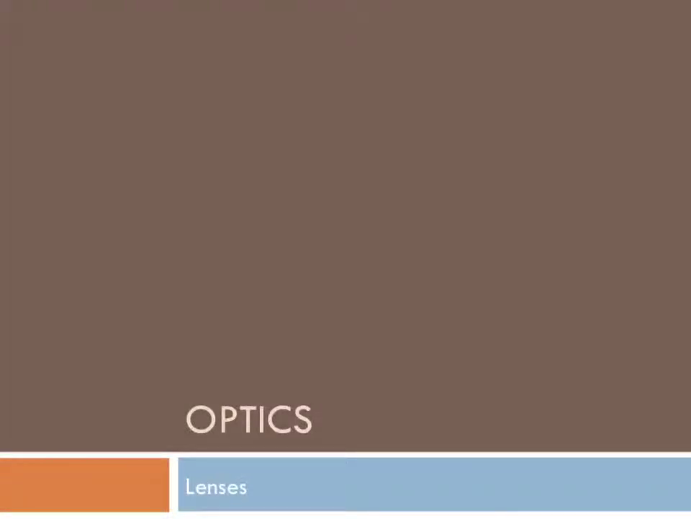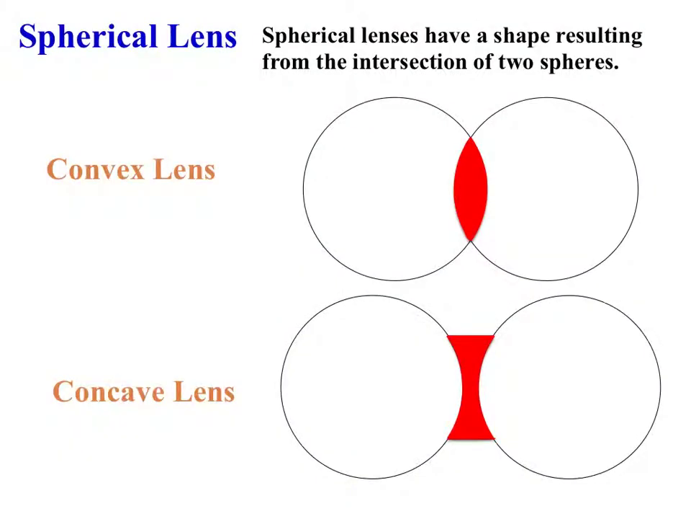This video covers lenses. So first off, we're going to look at two types of lenses, convex and concave lenses. To remember these, you can think of two spheres interacting with each other to make a convex lens, where you have a bulge on both sides, or a concave lens, where it looks like it's caving in on both sides.